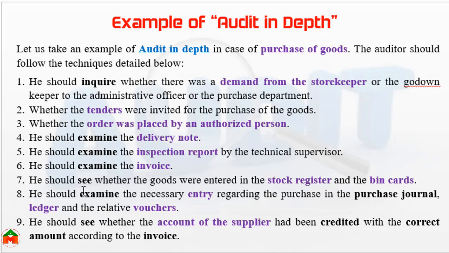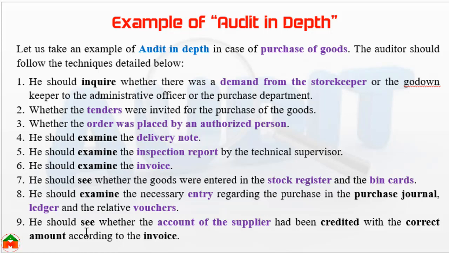After that, you can see whether the goods were recorded in the stock register and bin cards. Stock register is maintained by the cost accountant and bin card is maintained by the storekeeper. As an auditor, you should check whether there is a recording for the purchase of goods in the stock register and bin cards. After that, you should examine the necessary entry regarding the purchase in the purchase journal, as well as whether there is ledger and vouchers.